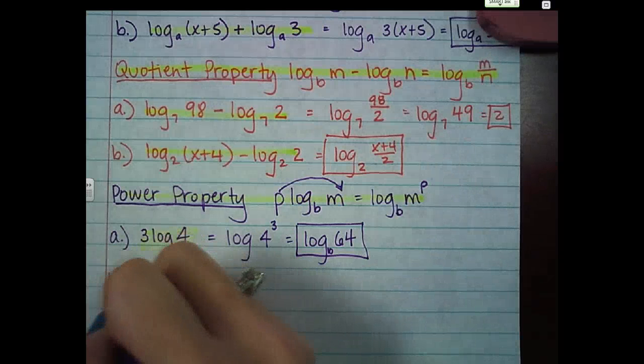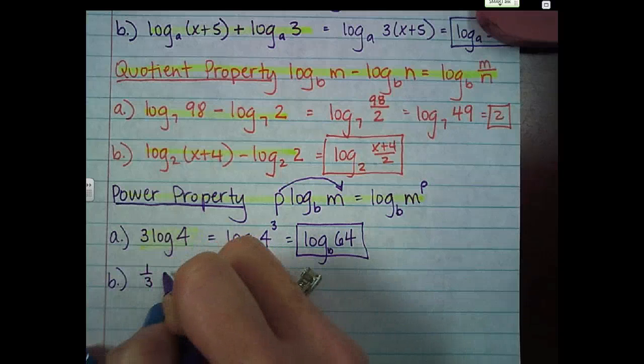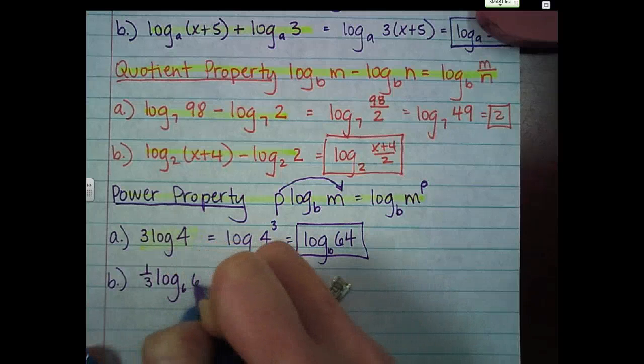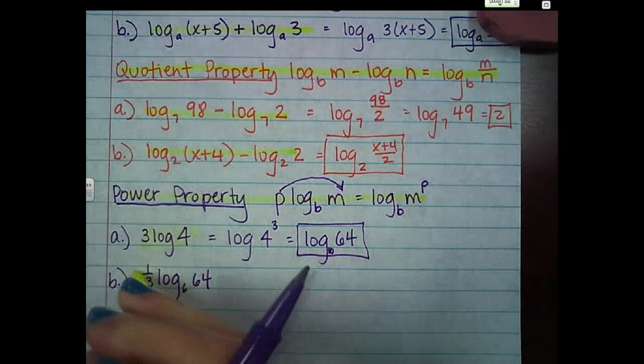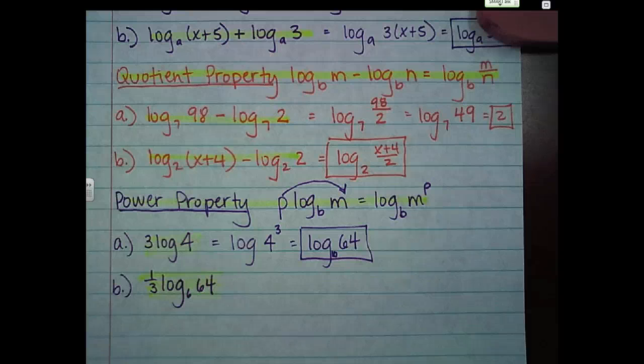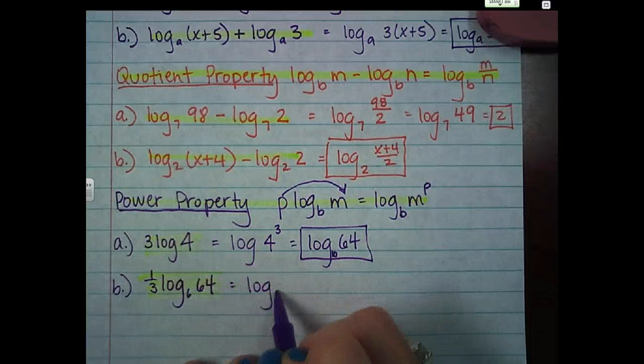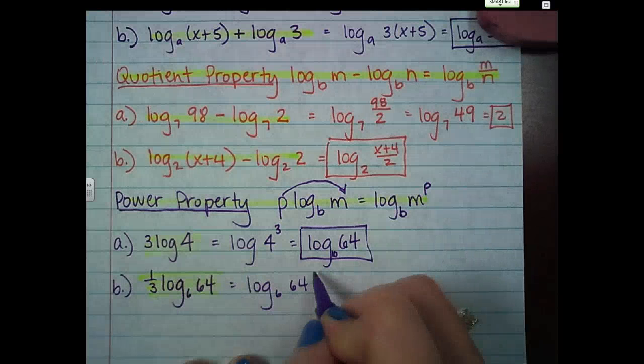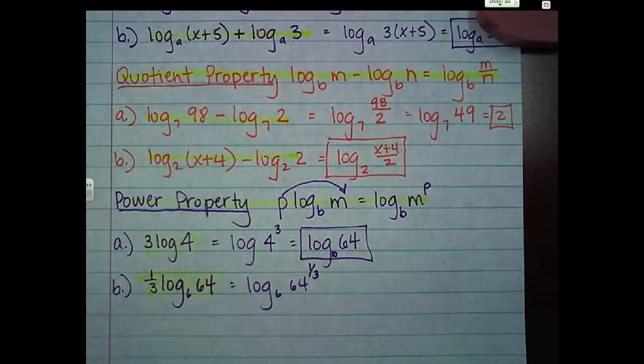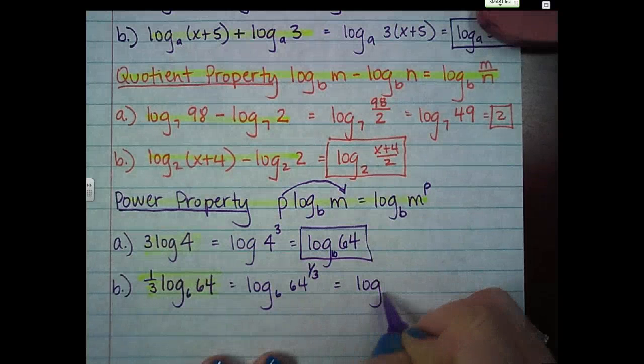Go to B. If I say 1/3 log base 6 of 64. This property is trying to show you that if you have a number in front of the log, it becomes the exponent. So this is the same thing as log base 6 of 64 to the 1/3. When you raise something to the 1/3, if you want to do that in your head with no calculator, what are you trying to do? You're trying to find the cube root. What's the cube root of 64? Good, 4. So this is the same thing as log base 6 of 4.